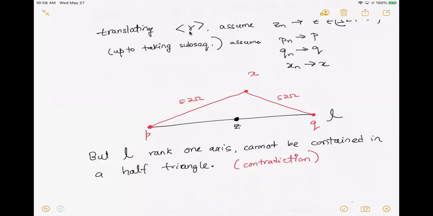So we end up seeing that the rank 1 axis L is now contained in a half triangle determined by the points P, X, and Q. Now this is clearly a contradiction because by definition, a half triangle cannot contain a rank 1 axis. This concludes the proof of lemma 1.